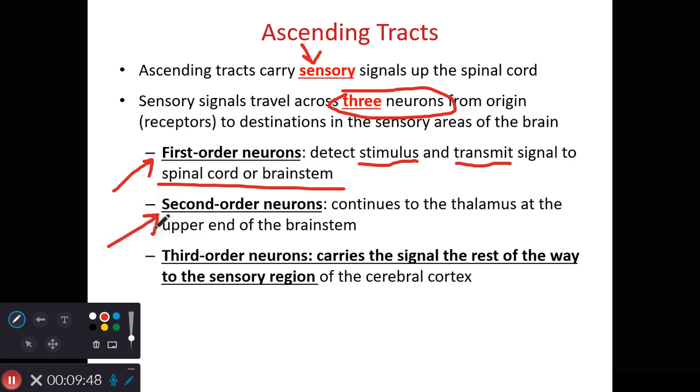Our second order neuron, number 2, is going to start at the thalamus. Or excuse me, it will go from the brainstem to the thalamus. And then finally, our third order neuron is going to go from the thalamus up to the sensory cortex, sometimes referred to as the primary somatosensory cortex, the sensory region of the brain. So step one, converts the signal and carries it. Step two, moves it around within the brain a little bit. Step three, we take it to the point of processing.